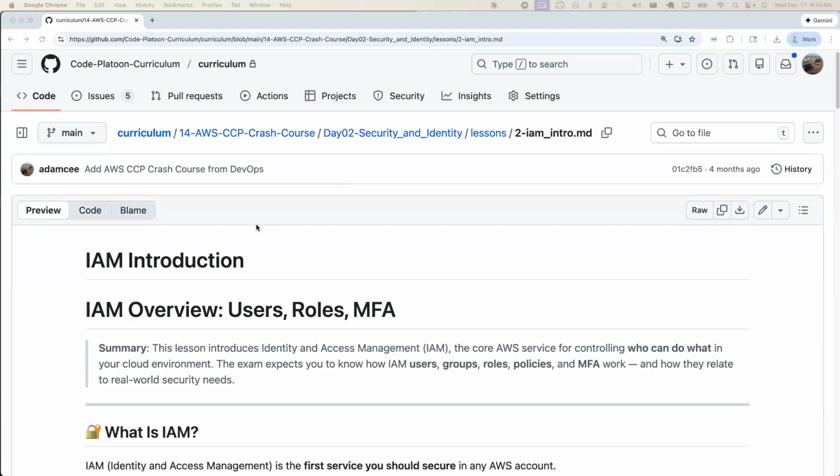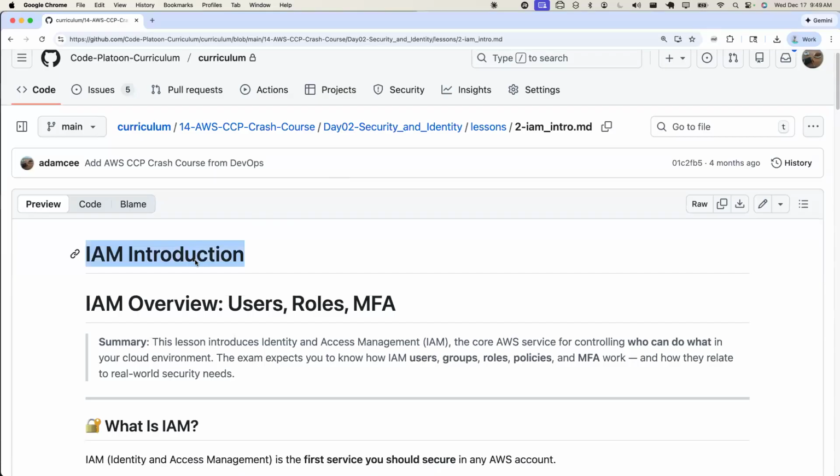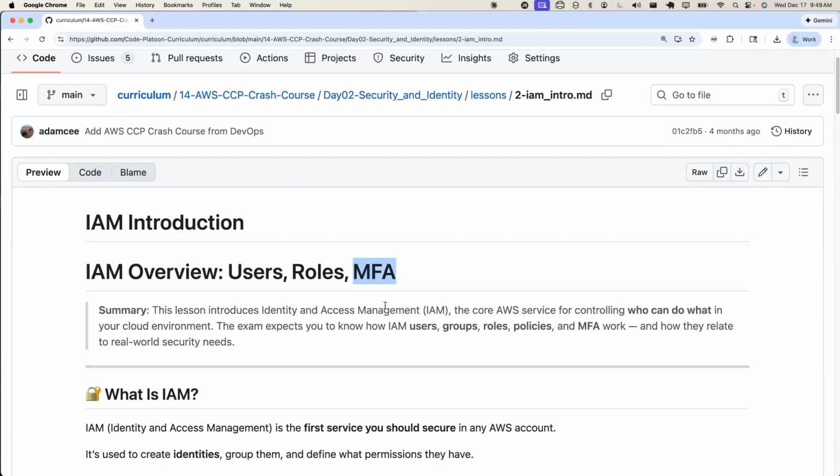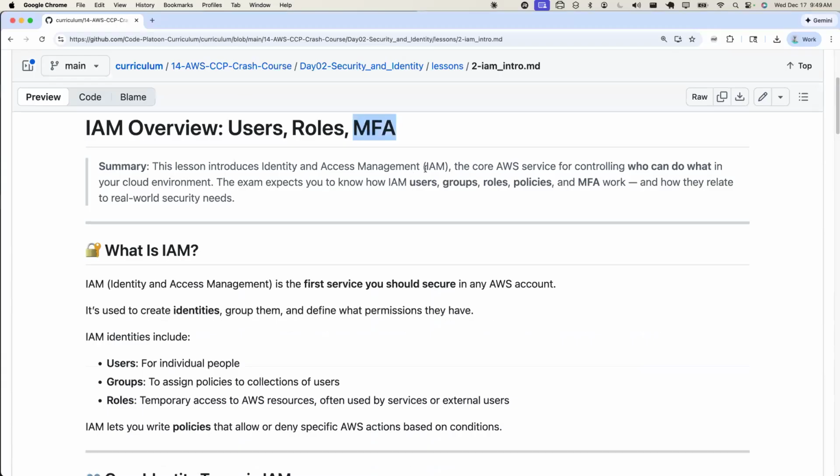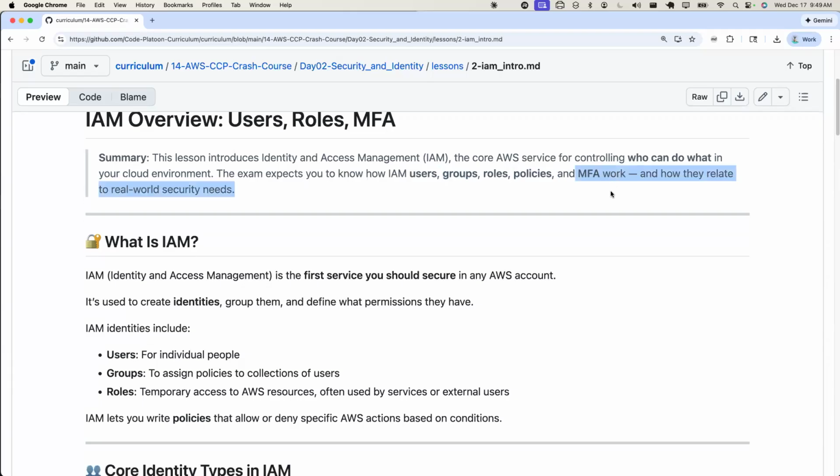All right, so now we're going to talk about identity and access management, or IAM. Users, roles, groups, multi-factor authentication. This is the core tool for managing a lot of access control. It controls who can do what in your cloud environment. On the exam, you're going to expect to know how IAM manages users, groups, and roles, then policies and multi-factor authentication and how they relate to real world stuff.